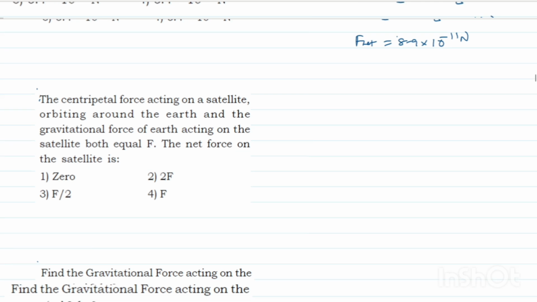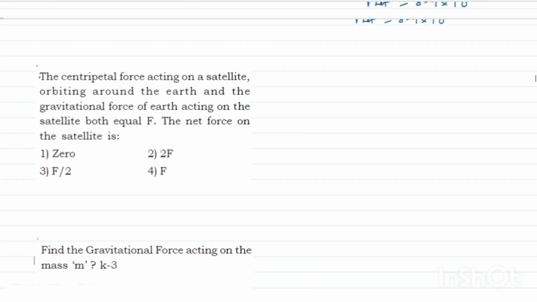So let us see the next question, students. The centripetal force acting on a satellite orbiting around Earth and the gravitational force of the Earth acting on the satellite are both equal to F. What is the net force on the satellite, they are asking. Here a satellite is orbiting around Earth. This is Earth, and here one satellite is revolving around Earth.